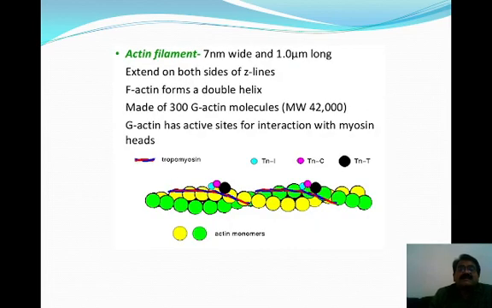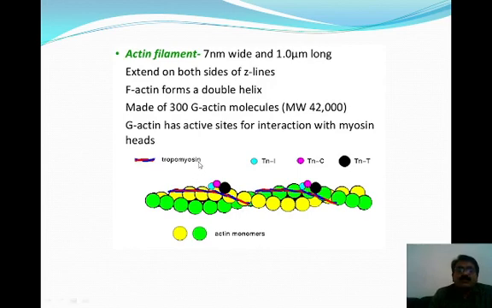Actin filaments are about 7 nanometers wide and 1 micrometer long, extended on both sides of the Z line. F actin forms a double helix made up of about 300 G actin molecules. Molecular weight is about 42,000 daltons. G actin has the active sites for interaction with the myosin heads.